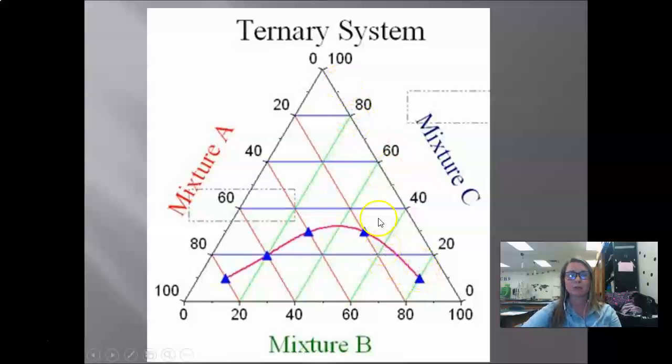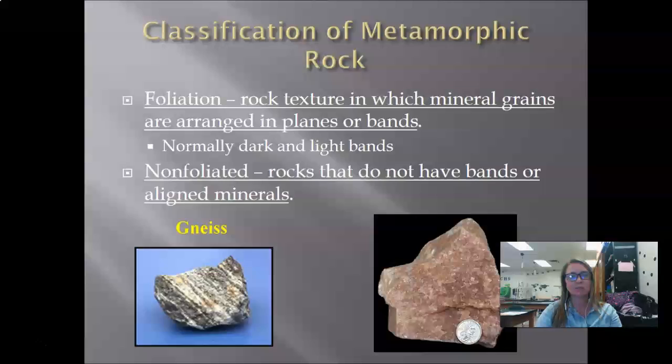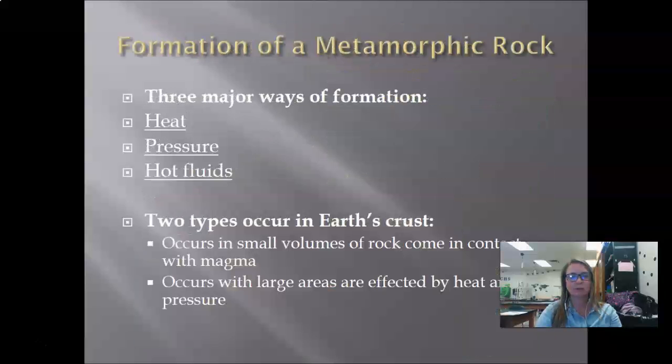We're going to practice with some ternary diagrams though, but the idea is that it should always equal up to 100%. But the biggest thing, once again, I want you to take away from our metamorphic rocks is that heat, pressure, and hot fluids, and then we can have foliated and non-foliated. And we'll spend some time looking at those ternary diagrams here in a little bit.